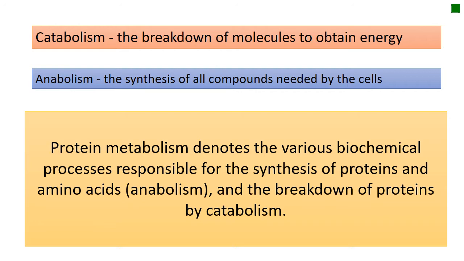When we say catabolism, that is the breaking down of molecules to obtain energy. And when we say anabolism, we synthesize all the compounds needed by the cells. So in anabolic metabolic pathways, small molecules are assembled into large ones.